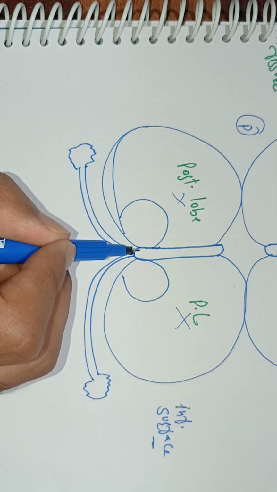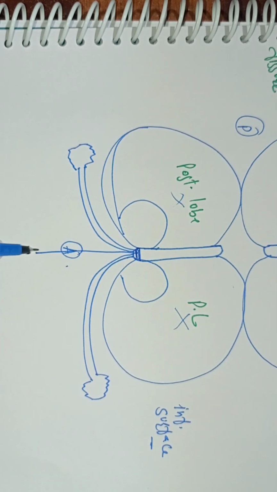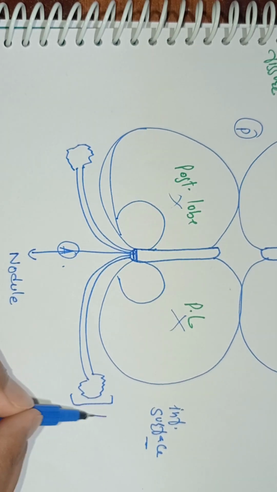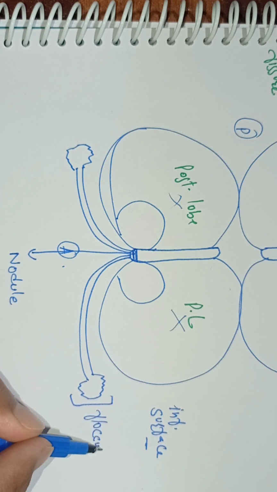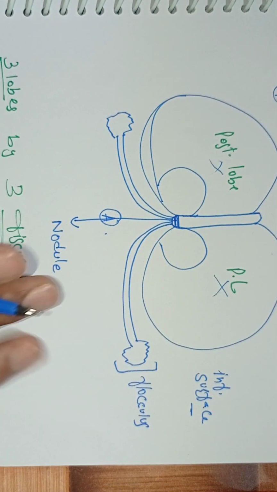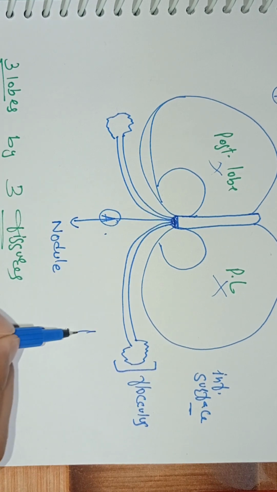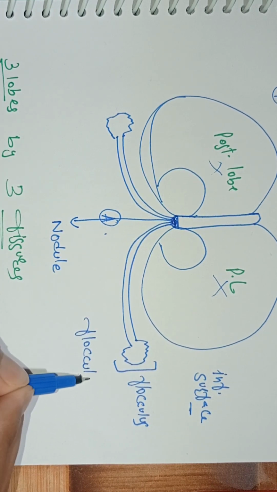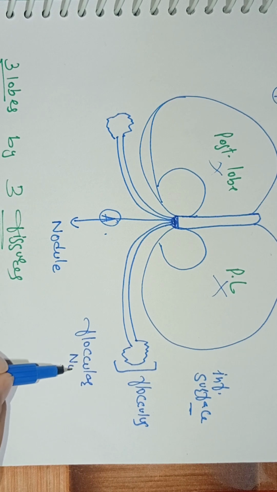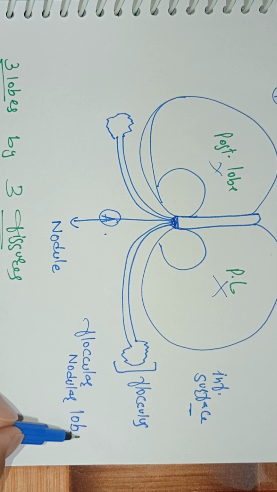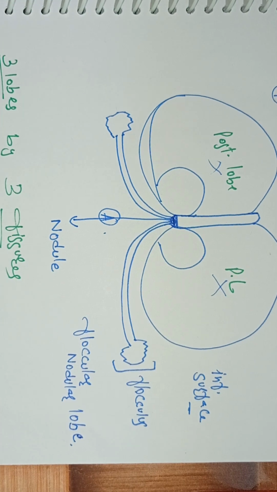This part right here is called the nodule. And this part right here is called the flocculus. Together, this part and the flocculus are called the flocculonodular lobe.